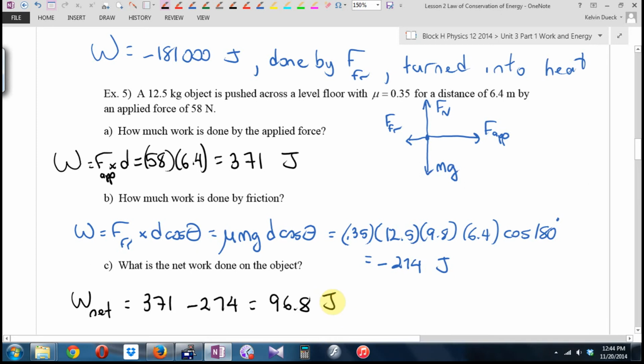So whoever is pushing this block, 274 joules worth is going up into heating the floor. Only 96.8 joules of work is going into changing this object's energy. How will this object's energy change? It's going to be gaining kinetic energy. If it's gaining kinetic energy, what can you tell me is happening to its speed? It's got to be speeding up.